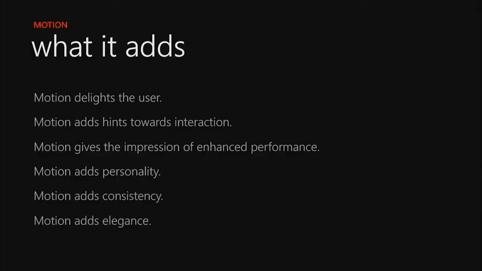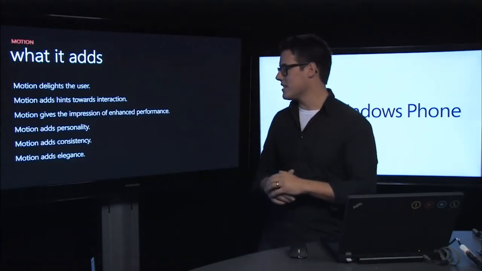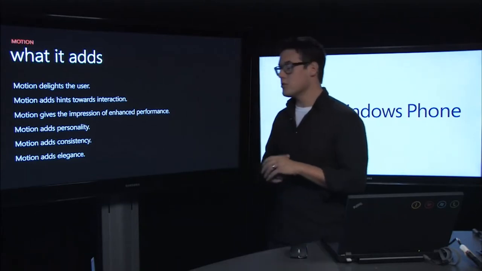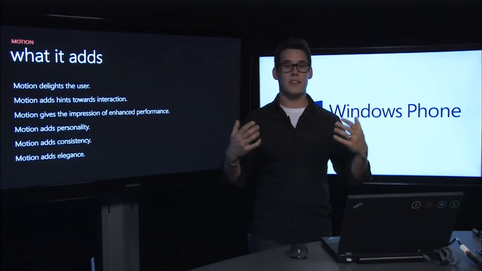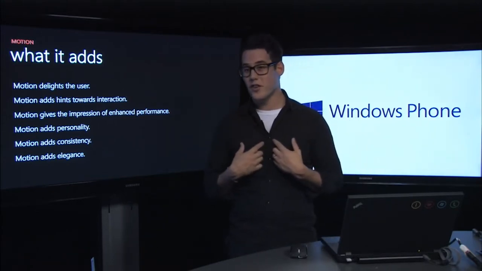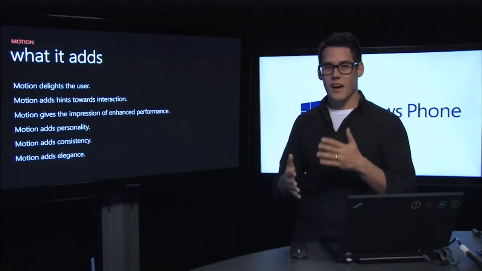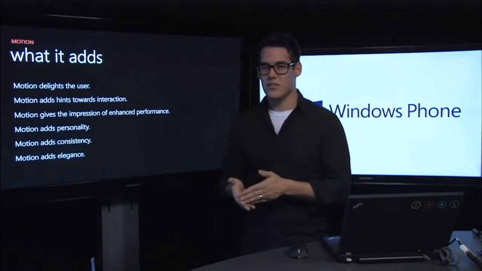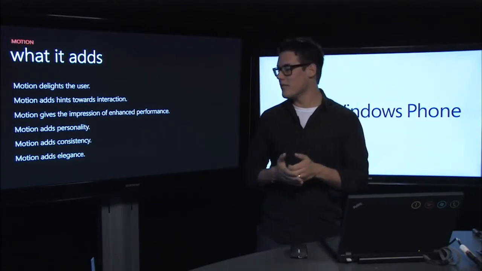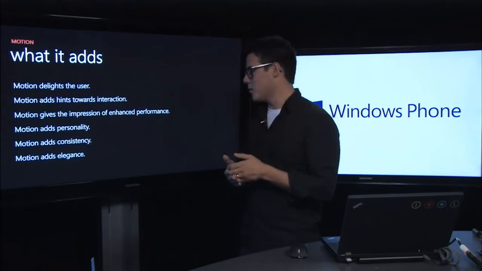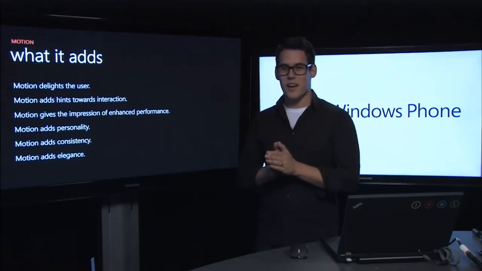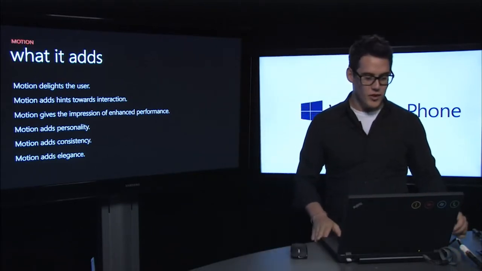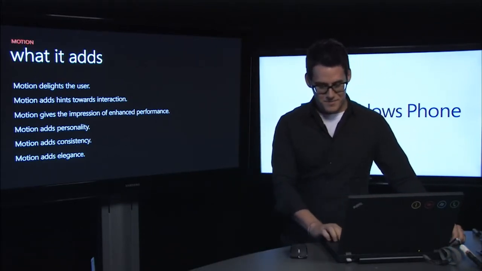Motion adds personality. If an application bounces in, it feels one way. If it snaps into place, it's a completely different feel. Motion adds consistency. You can create your own motion, but across our ecosystem, I'll talk about the default motion that we put on Windows Phone, and we're consistent with that on the way that it's used, where it's used, how it's used, and it makes it feel like there's real physics involved and that you're living in a real world. And lastly, motion adds elegance. Some may say this is debatable or not, but I think the motion on Windows Phone gives it a little bit of class and it feels awesome.